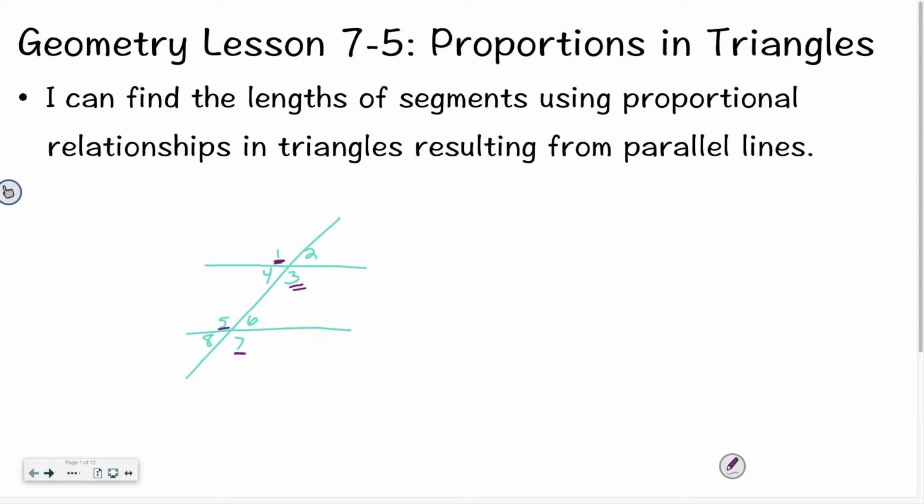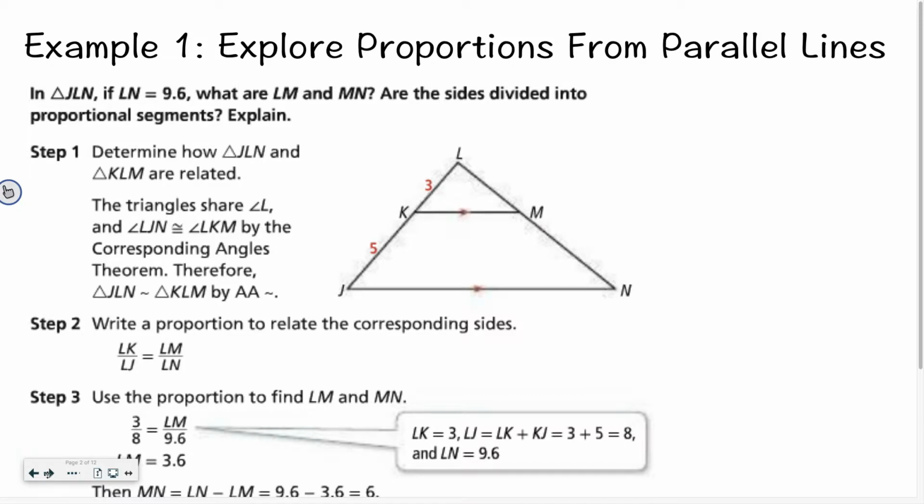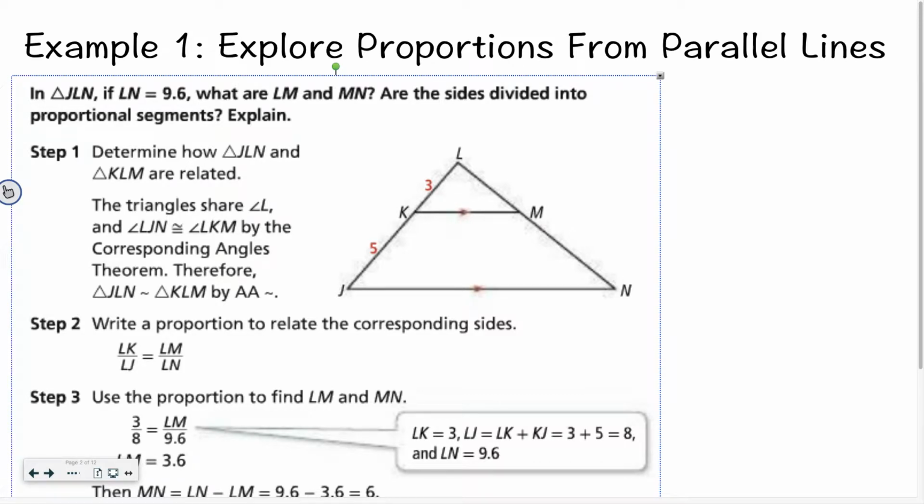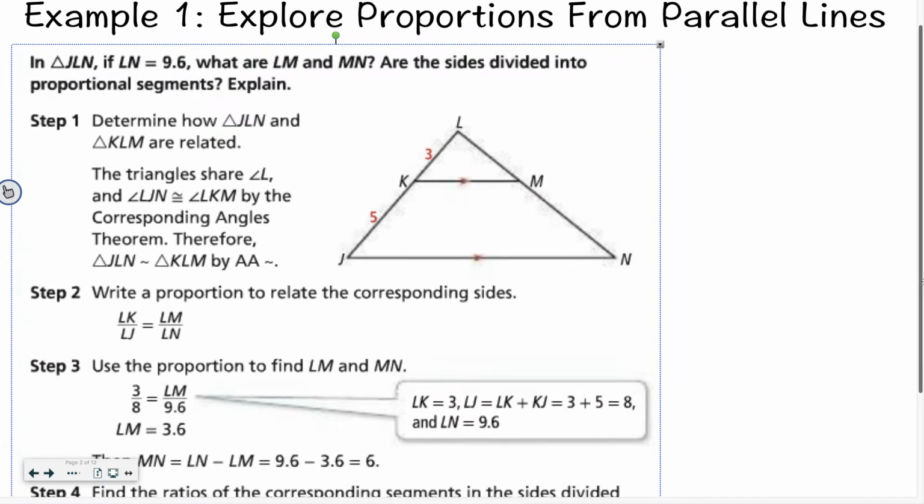And then we also had our consecutive interior angles. So that would be angle 4 and angle 5. And those are not congruent, but they are supplementary. Okay, so you're going to be working with parallel lines. And anytime in geometry that you work with parallel lines, you want to think about these angle relationships. All right, so let's start with example 1 where we explore the proportions from parallel lines.